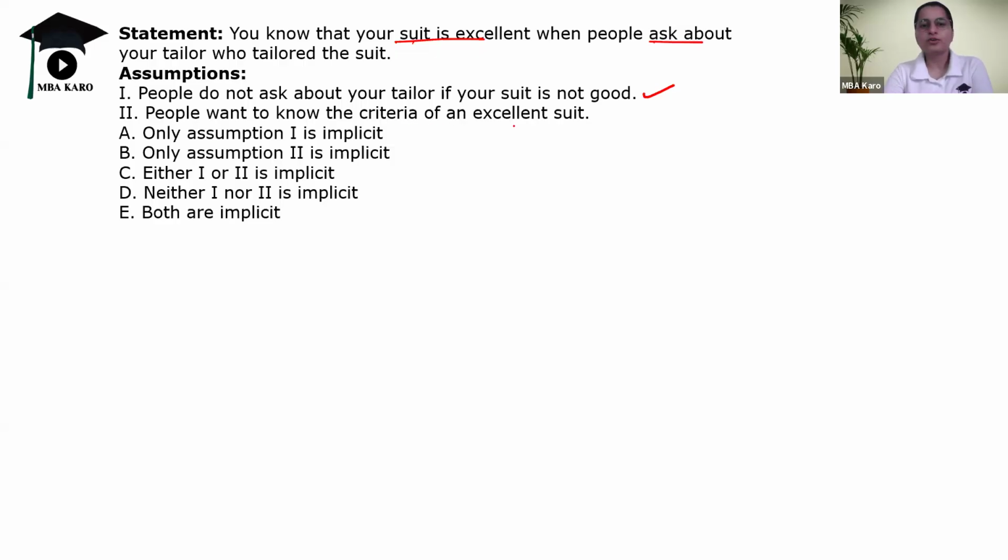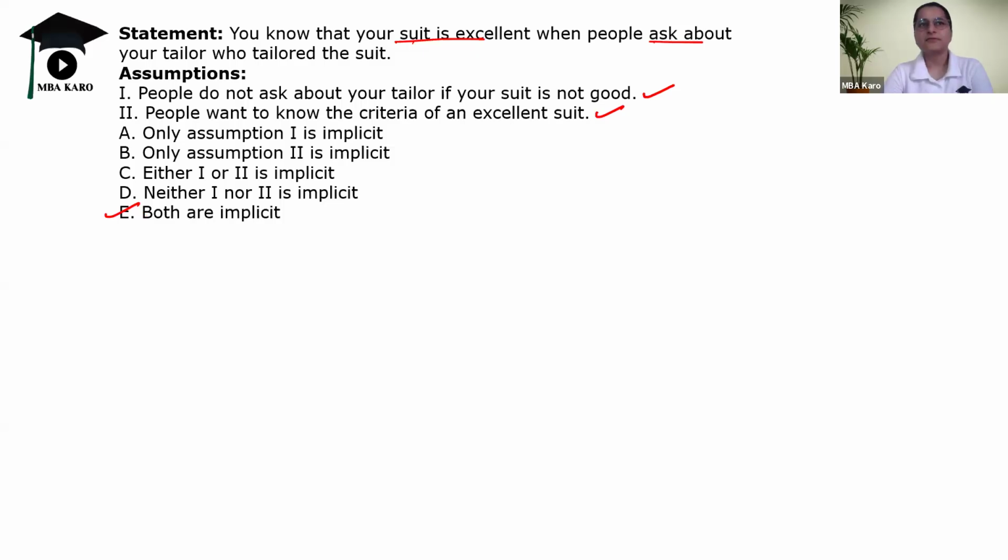Second, people want to know the criteria of an excellent suit. This is also a thing. A suit is excellent when people are asking for the tailor, so that they can go to that tailor and get a suit stitched for themselves, and then observe what measurements, what stitches, what things that particular tailor is taking care of, so that they get to know the criteria of an excellent suit, how an excellent suit is made. Understood? This one also is implicit. So here, both 1 and 2 are implicit.